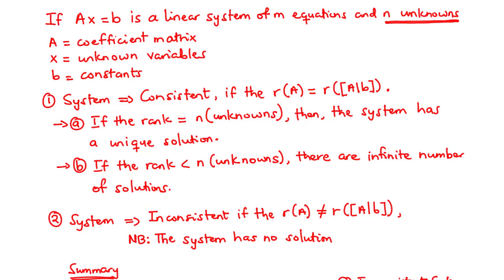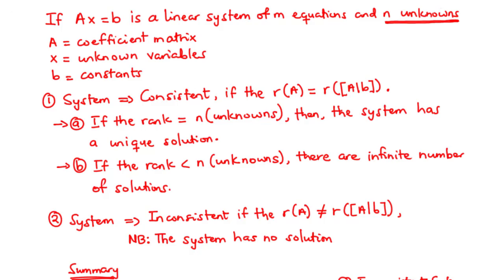Now, what do we mean by the rank of a matrix? The rank of a matrix is said to be the number of non-zero rows if the matrix is expressed in the row echelon form. Now, in a consistent system, if the rank is equal to the unknowns, then the system is said to have a unique solution. If the rank is less than the unknowns, there are infinite number of solutions in the system.